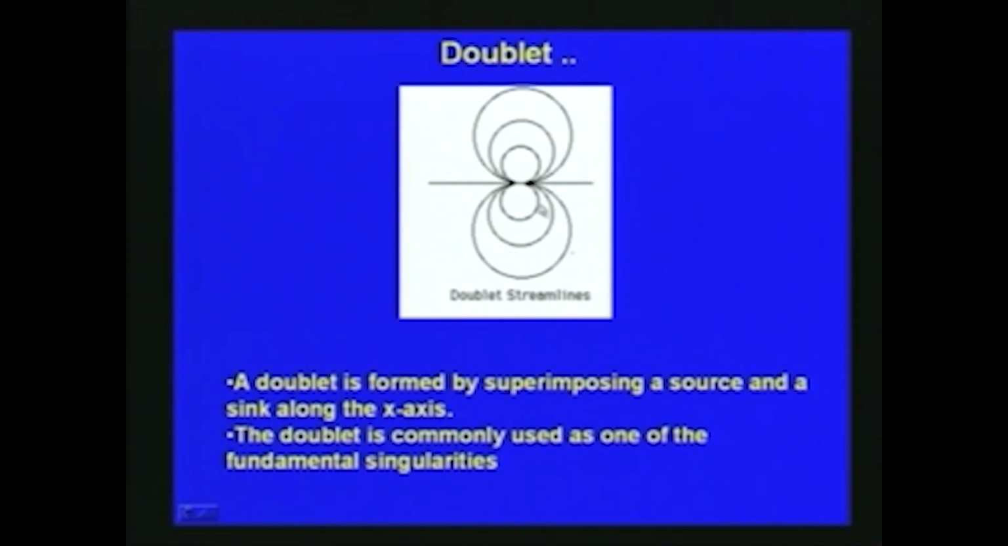So, as defined in this figure, the doublet is formed by superimposing a source and a sink along the x axis, and this is one of the fundamental singularities. The velocity potential for a doublet is defined as phi equal to k cos theta by r, where k is called the strength of the doublet, which is equal to m a by pi, where m is the strength of the source or sink, and a is the initial distance which we defined in this figure. So, this is the definition of the doublet, and the various parameters are also discussed.